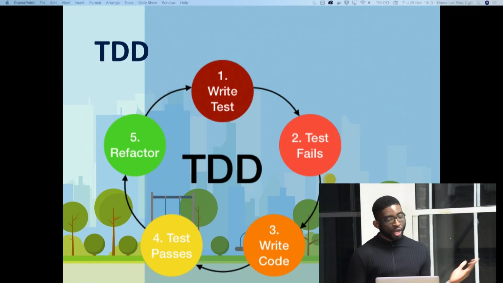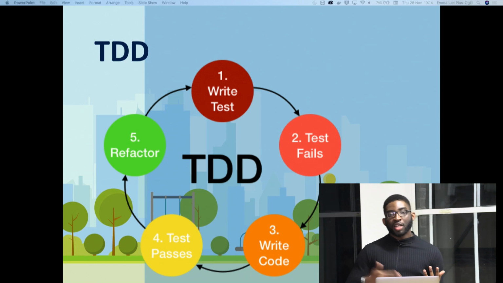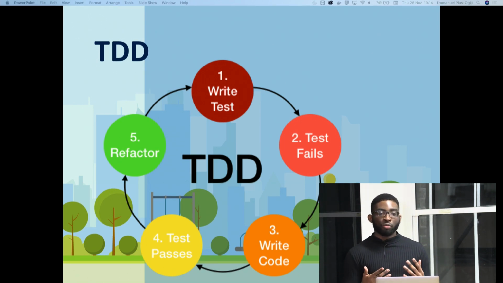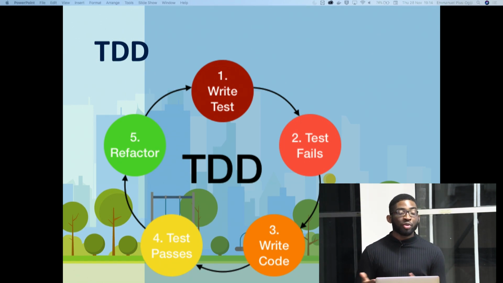So again, looking at that diagram, you're looking at a red-green pattern. You want to write the test, and the test will fail initially because whatever functionality you're trying to add doesn't exist. Then you write the code to do it. You have your test that passes, and then you can refactor it to make your code a bit cleaner. For example, maybe use a specific library if needed.